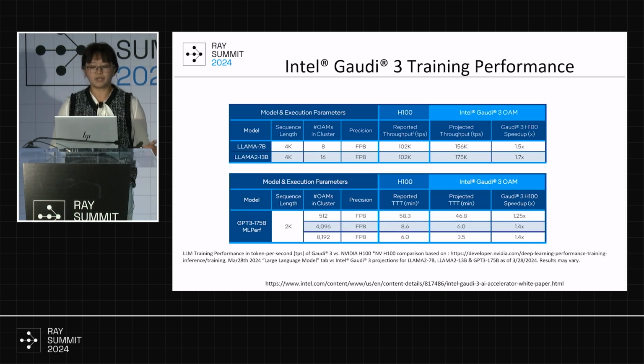Okay, horizontally, we also could compare the Intel Gaudi 3 with NVIDIA H100. The data here is collected on March 28th, 2024, from NVIDIA's MLPerf dashboard. We compare tokens per second in the test time training and observed about 1.25 times up to 1.7 times better performance compared with H100.